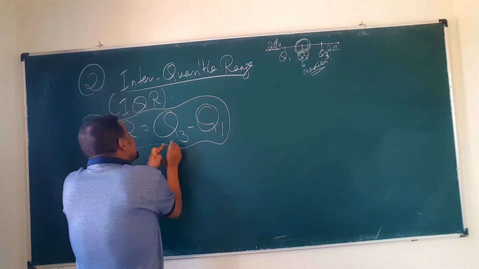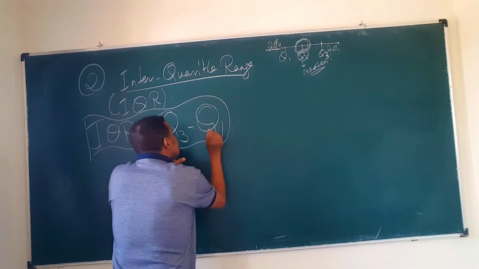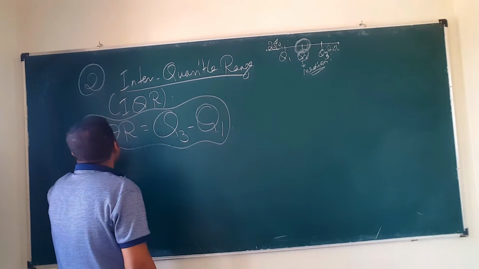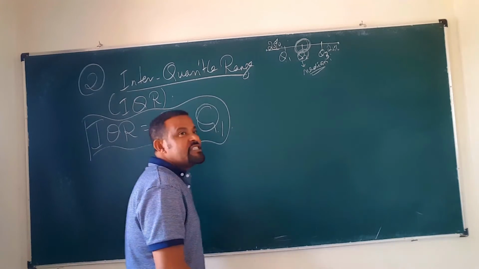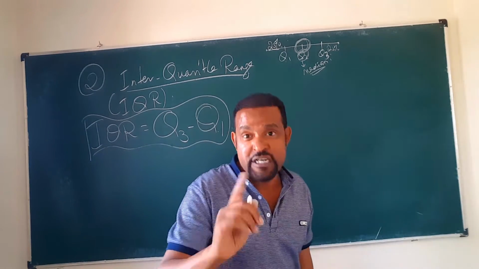Quartile. So the third quartile minus the first quartile is what you call the interquartile range, which is the second absolute measure of dispersion.